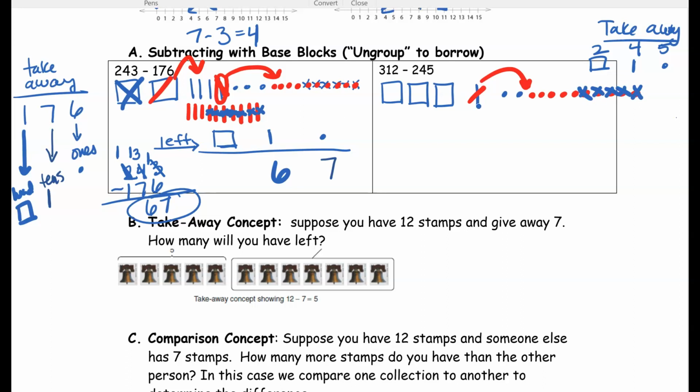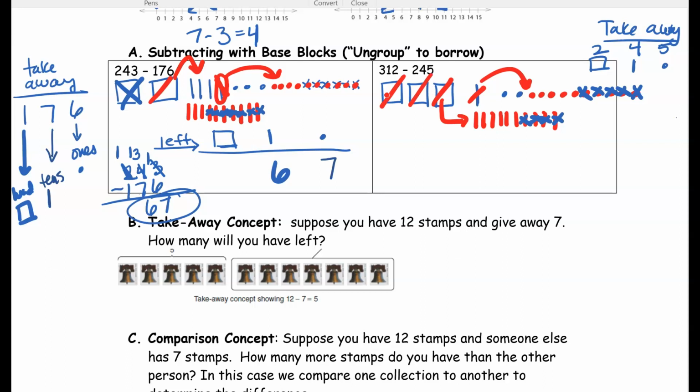And then I'm going to try to take away 4 longs. I don't have 4 longs to take away, so I'm going to exchange one of these flats worth 100 for 10 tens. 1, 2, 3, 4, 5, 6, 7, 8, 9, 10. Okay, and then I'm going to take away 4 of them because we're right here, 245. 1, 2, 3, 4. Okay, and then I want to take 2 hundreds. Well, I have those available, so I'm going to just take away 2 hundreds.